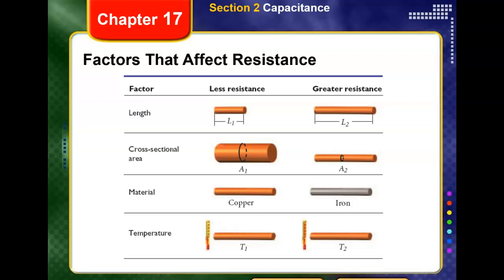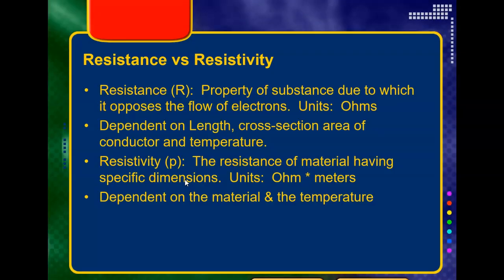The hotter the current, the hotter the wire, the more resistance there is, because the current doesn't want to flow in one straight path. Okay, so now there's this other property called resistivity, and we're just going to do a little bit of difference here. So resistance is really opposing the flow of electrons. And again, its units are in ohms. It depends on the length, the area, and the temperature.